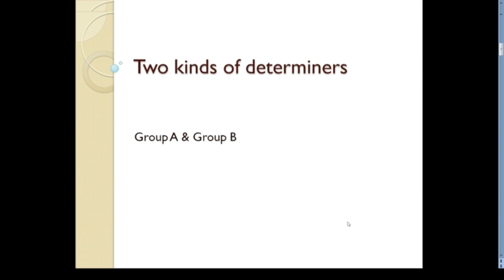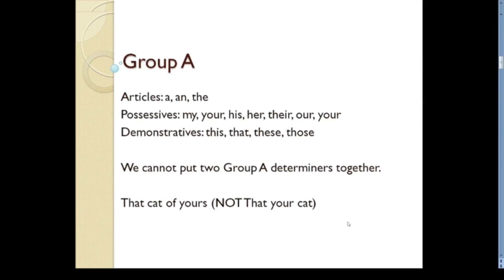Some of these words can also be used as adjectives. There are mainly two kinds of determiners. They are called Group A determiners and Group B determiners. Let's see what they are. Group A determiners are mainly of three types. Articles. We know what articles are. A and the.